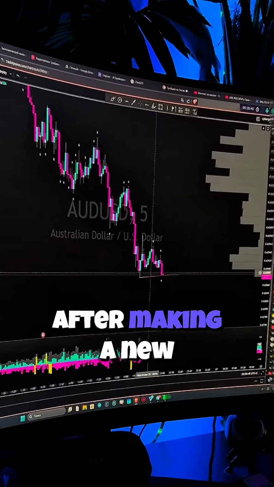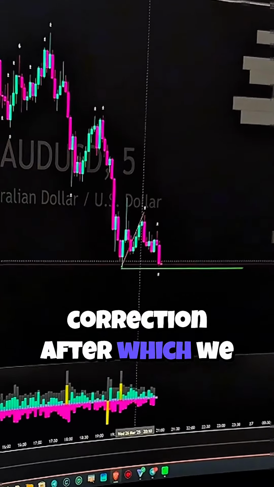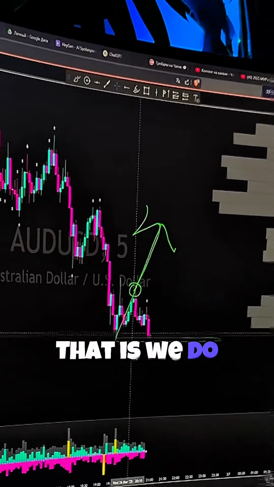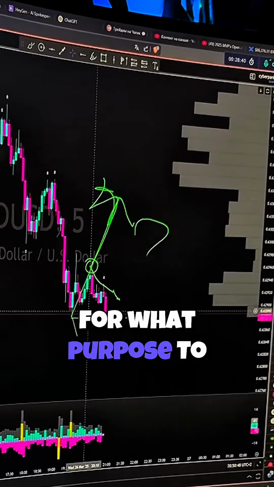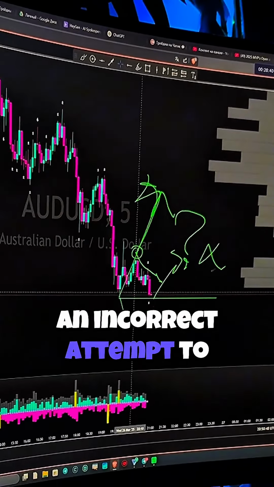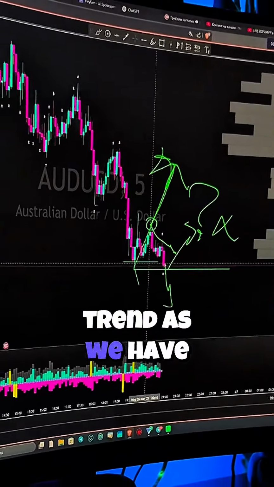As we understand, after making a new low, we have a correction after which we do not go upwards again. That is, we do not have a breakdown. We continue with the trend. We approach this minimum again. For what purpose? To bounce off from it. An incorrect attempt to pass it and continue the trend as we have done before.